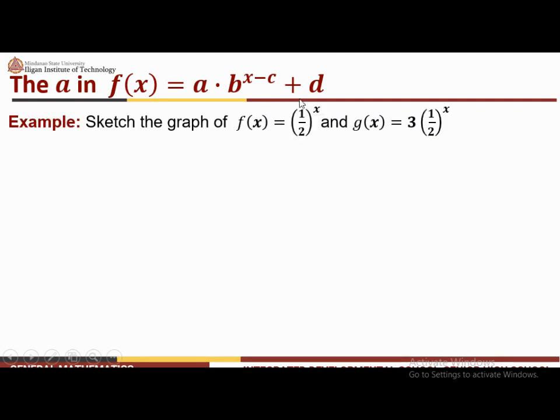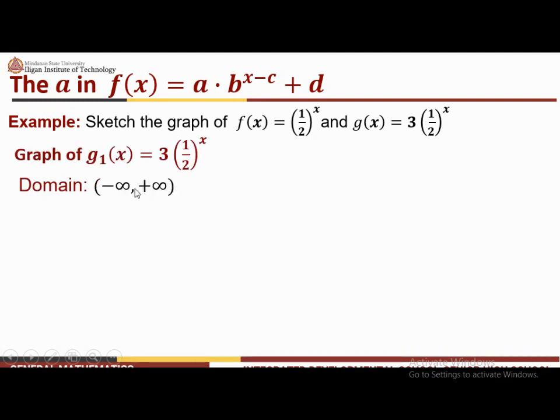So for example, we need to sketch the graph of function f(x) = (1/2)^x, and g(x) = 3 · (1/2)^x. So itong dalawang function na to, igagraph lang natin sa isang Cartesian plane para ma-observe natin yung behavior niya. Meron tayong parent function, itong (1/2)^x, na namumultiplyan lang siya ng 3. At i-observe natin anong nangyari sa graph.